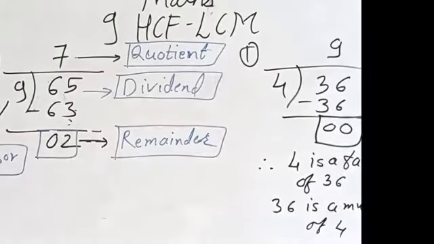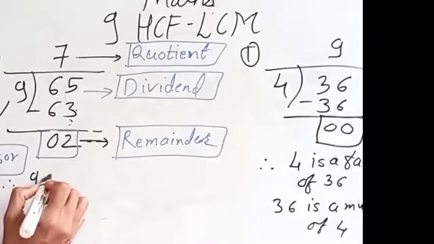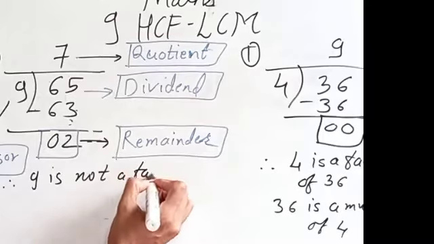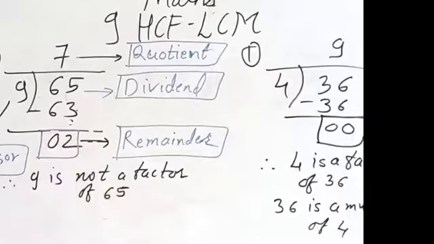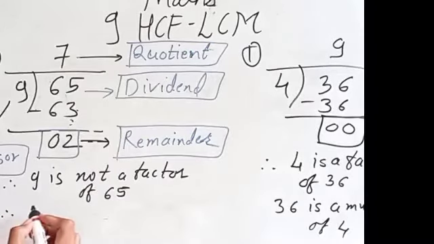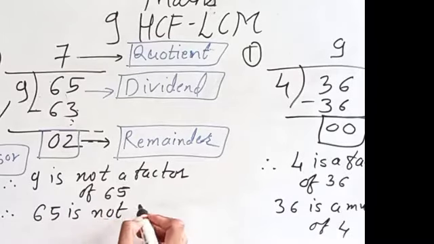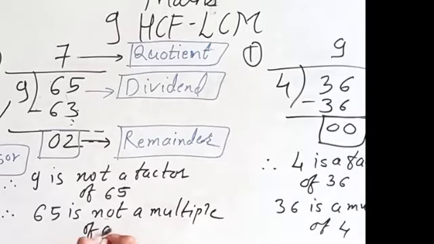Now, in this case, what happens? The remainder is not 0. When we divide 65 by 9, the remainder is not 0. Therefore, I can say that 9 is not a factor of 65. Why? Because the remainder is not 0. Or I can say that 65 is not a multiple of 9.